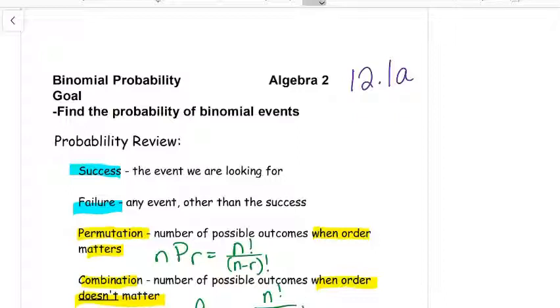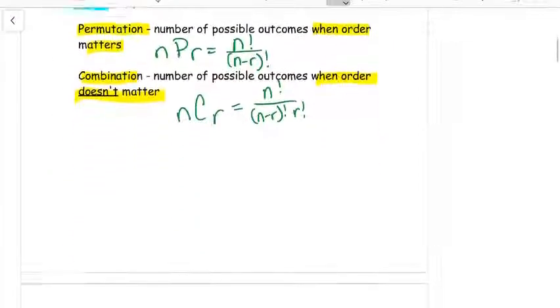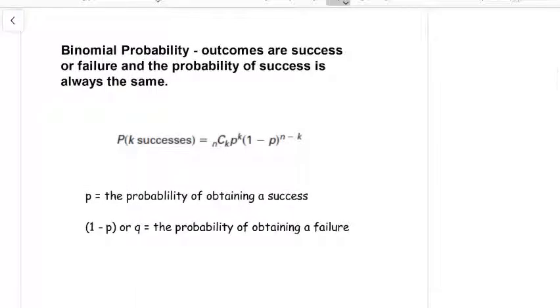Now these are formulas that you've learned in the past, and we're going to be using the calculator mostly to do our number of possible outcomes. But if you're curious where those come from, I encourage you to look them up and check them out. Alright, so today we're going to be focusing on binomial probability. And these outcomes are successes or failures, and the probability of success is always the same.